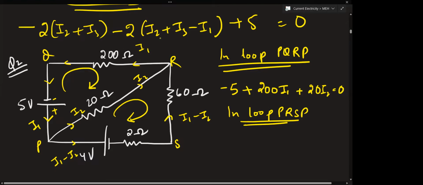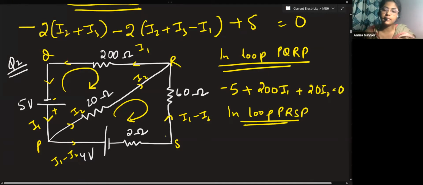Along the direction of current, so we'll write a negative sign. So negative sign, and the value of voltage will be 20 multiplied by I2. PQ we have done. Now R to S.